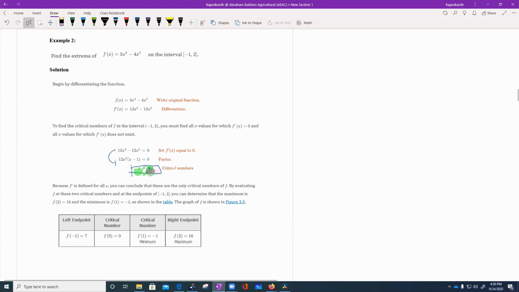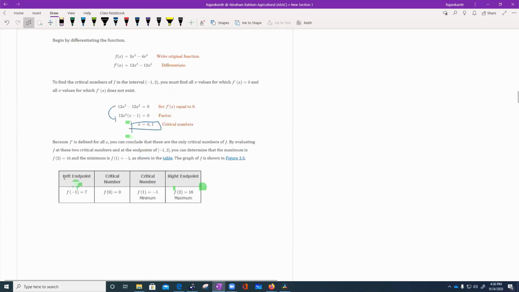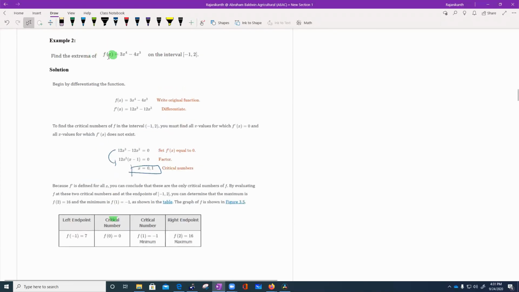Now you see, these are my x values, right? Critical numbers. So you have to find the function values at these points. That is why we made the table. You have to find the function value at the left-hand point, the function value at the right-hand point, and the function value at those critical points. In total, I have 4 different values. You see that? So one critical value is 0, plugging into the function. Remember, my function is here. Plugging 0 here, you will get the function value at 0, which is 0.